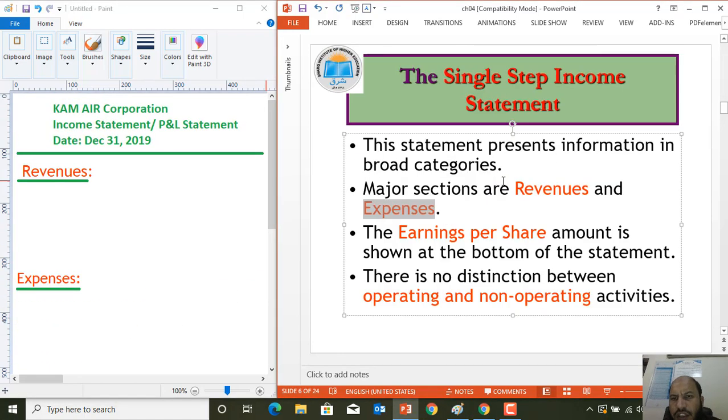So see, dear, this slide, this statement presents information in broader perspective.